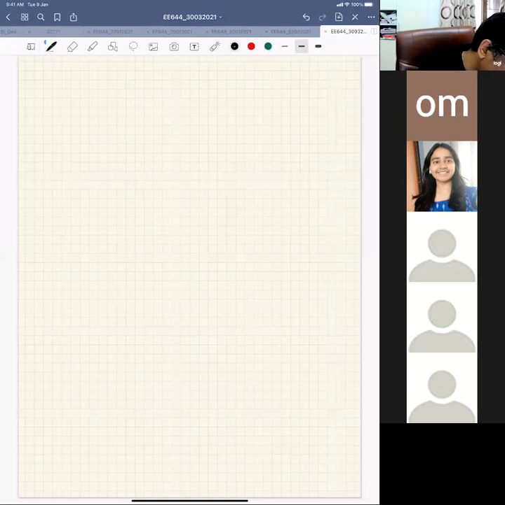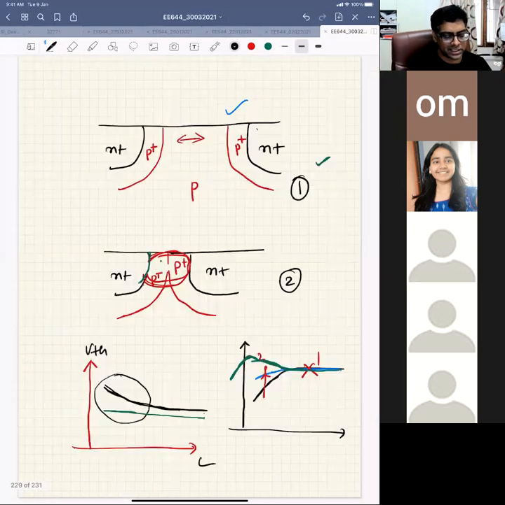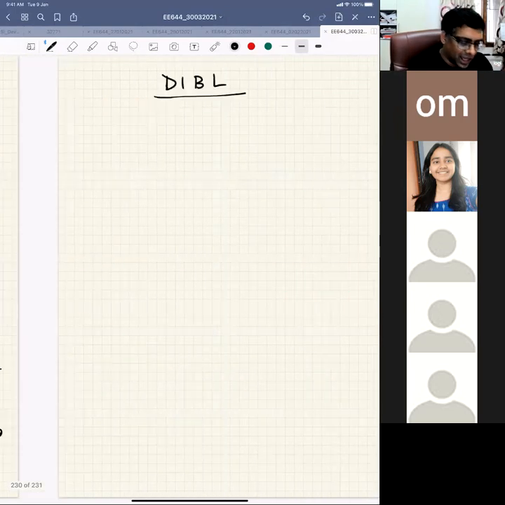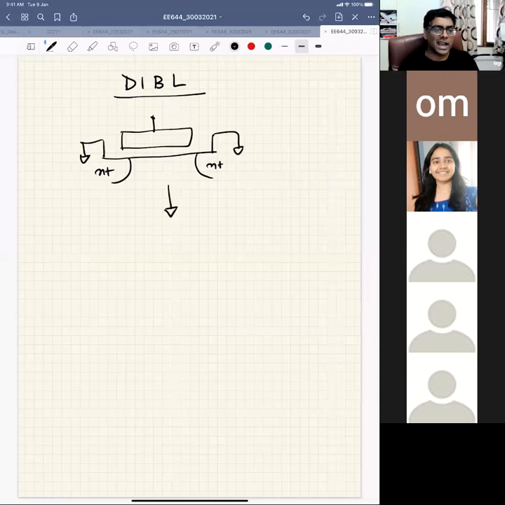So let's talk about the next thing, which is drain induced barrier lowering. This is just the extension of charge sharing. In charge sharing, we were not applying any drain to source voltage, because I started with the n plus, and this is your gate, and both source and drain are grounded. But in actual operation, you are applying drain to source voltage.